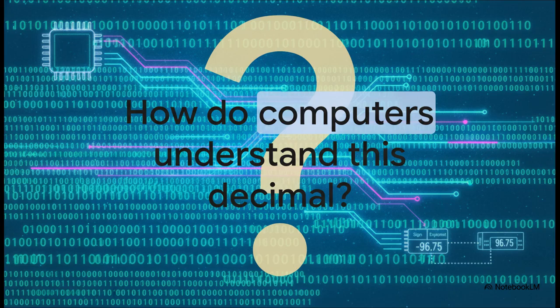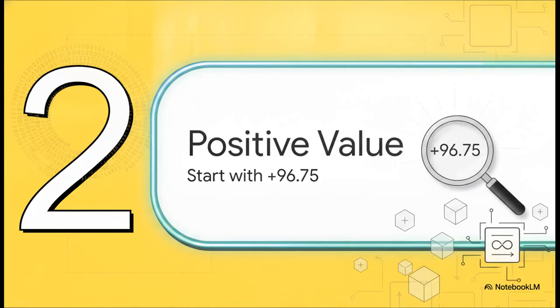So this brings up a really interesting question, right? How do computers actually process this? Because we can't just feed a system negative 96.75 and expect it to know what to do. We have to map it out precisely into a strict binary format that fits within those exact 16-bit hardware constraints. Which brings us to step 2, converting the positive value.